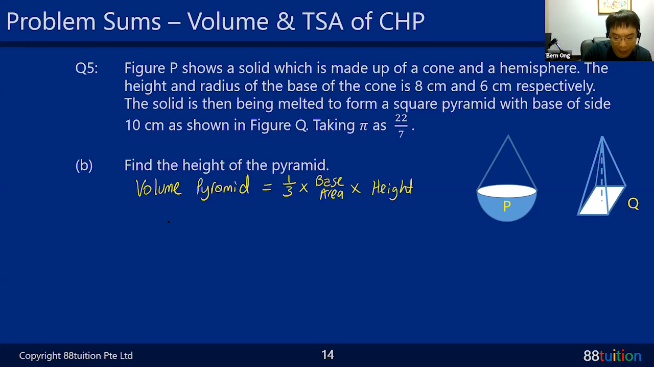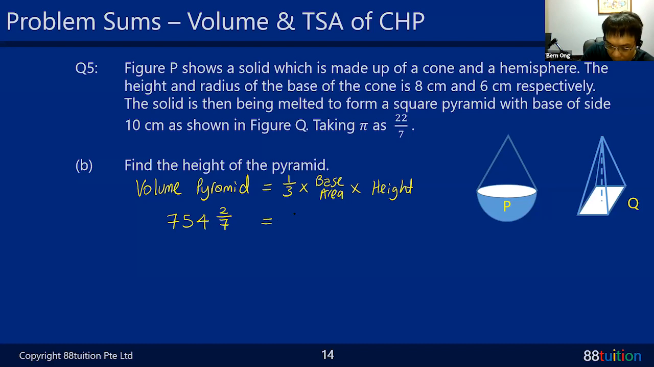So my 754 2/7, I purposely put under the volume of pyramid, because when you melt metal, it becomes liquid. And you put it in the mold to make the pyramid. So all the liquid is being transferred to the pyramid already. And the question says that it is used to melt to form the pyramid. So everything that is in the cone and the hemisphere is being used up in the square pyramid.